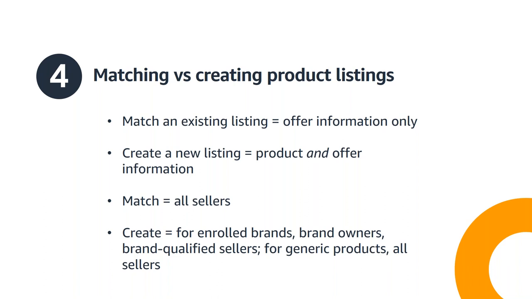Many sellers match items on a regular basis. Brand owners and brand qualified sellers can also create new listings for products enrolled in Amazon's brand registry. If an item is generic and isn't part of an enrolled brand, any seller can create a product detail page for it. If you're unsure whether the product you want to sell is existing or new, don't worry. The listing process is designed to help verify your product status on Amazon.